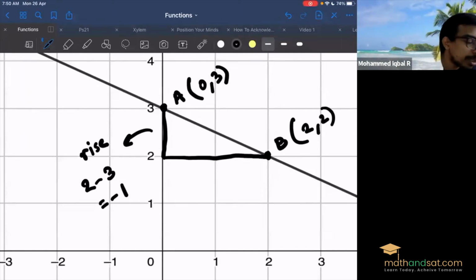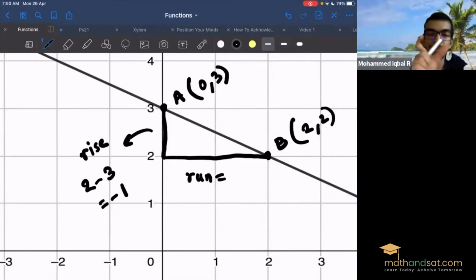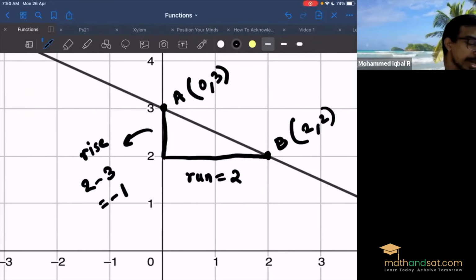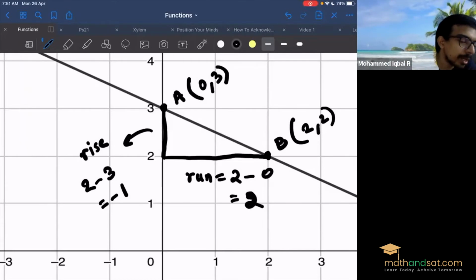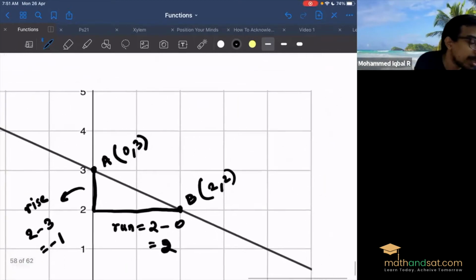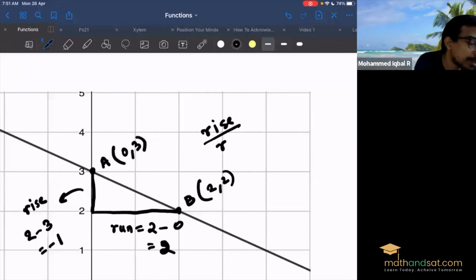And what about run? Run is going to be the horizontal change. When you're going from A to B, the horizontal change is actually 2 units. Why? Because the final x value is 2, initial x value is 0. Or you can just count the tiles. It's just 2. Now the slope will be rise over run, delta y by delta x. So this is minus 1 over 2.